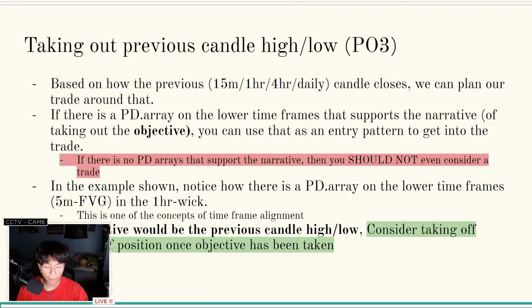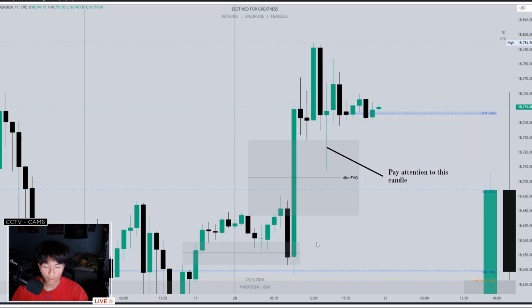Okay, so the objective for our trade would be that previous candle high. So pay attention to how this hourly candle closes, right? So we have narrative. Narrative is the number one thing when you're trading. What are we coming off of? When are we coming off that PD array? And why are we doing this? And why should we do something like that? So this is on the hourly time frame. I'm asking myself, why is this hourly candle closing like this?